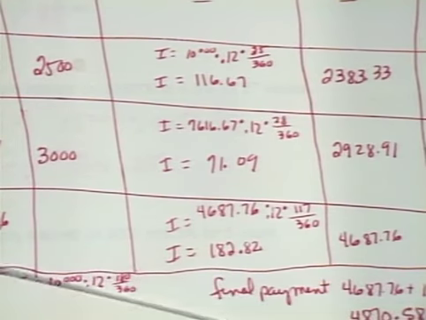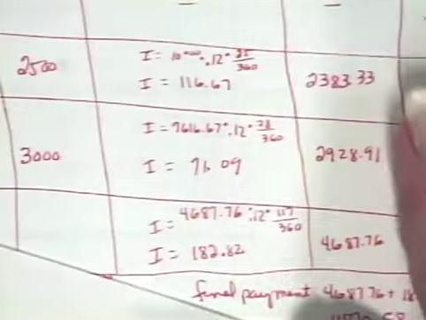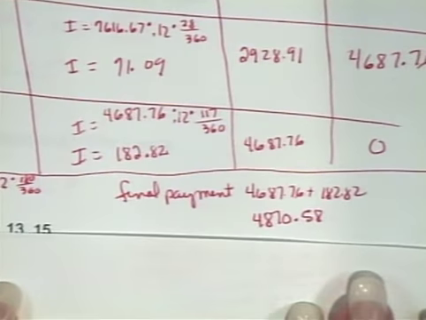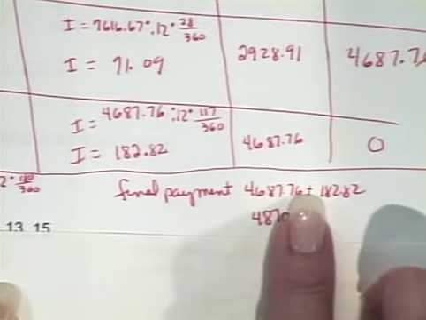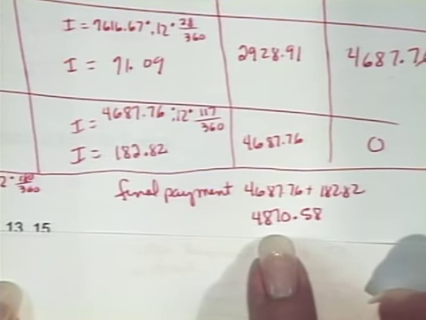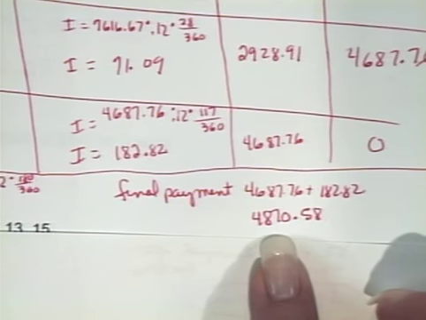Yeah. I'm trying to catty corner. Oh, hold on. I'm trying to scoot it up here. $4,870.58. I add all the balance that's due plus all the interest that's due at the end. That's 4870.58. What was the total amount of all the payments that I made? 4870.58 plus 3,000 plus 2,500. Total payments I made.